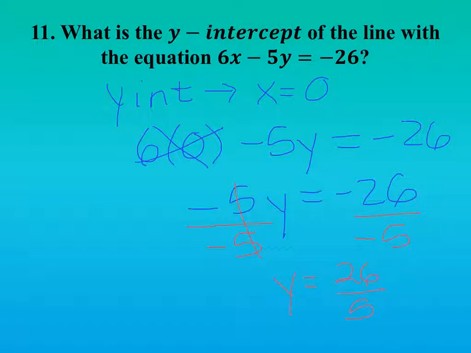You can leave it like that. As a decimal, I think it's like 5.2. But remember that a negative divided by a negative is a positive. And also remember that we get a point. 0, comma, 5.2. So that wasn't that bad. Still working on our y-intercepts. They're not going away. Should be getting really good and really easy at y-intercepts now.